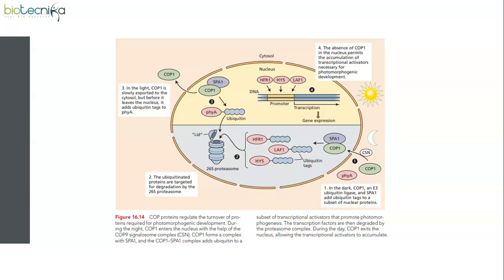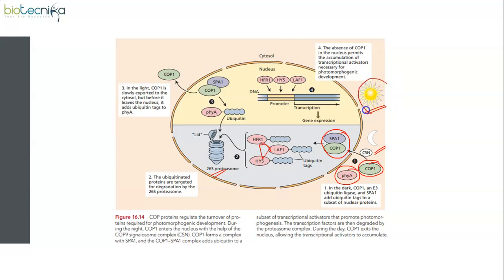As you can see, we have the light condition here and we have the dark condition here. During the dark condition, COP1 along with SPA1 will be recruited inside, and these are the three transcription factors, HFR1, LAF1 and HY5. In the dark conditions, they are not active, so they will be tagged with ubiquitin and targeted for degradation. At that time, phytochrome A also comes inside.